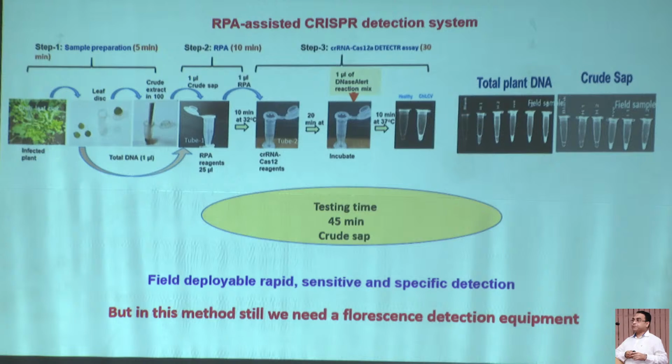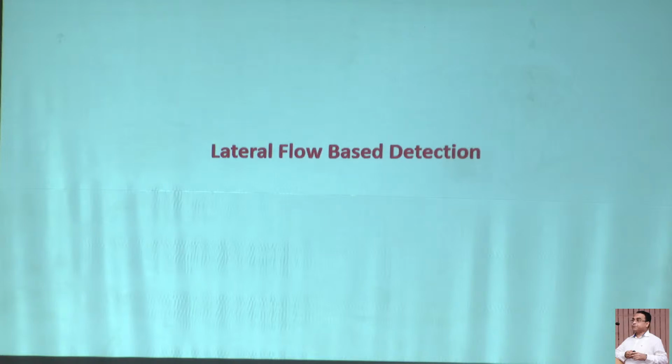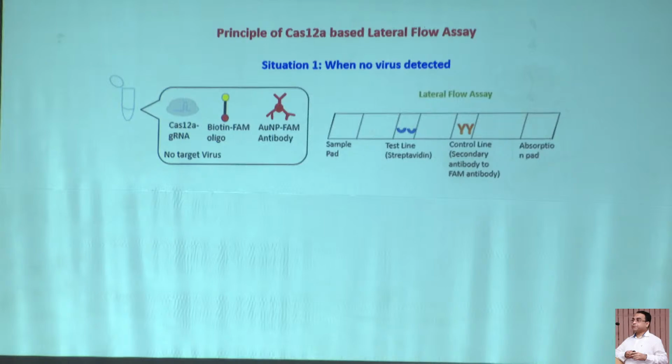But definitely after doing this, for the fluorescence we again have to take it to the lab to see it. With the naked eye we cannot see it, so we need an instrument to see the fluorescence. So there is a limitation: we have to use a device so that we can visualize the fluorescence. Now to overcome that, we converted this technology to a lateral flow based technology so that we can visualize it in the field itself.